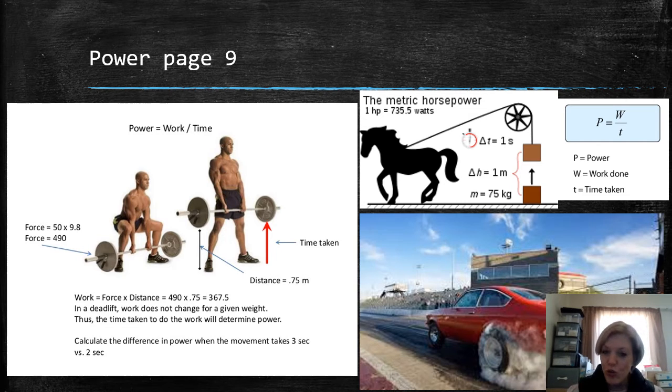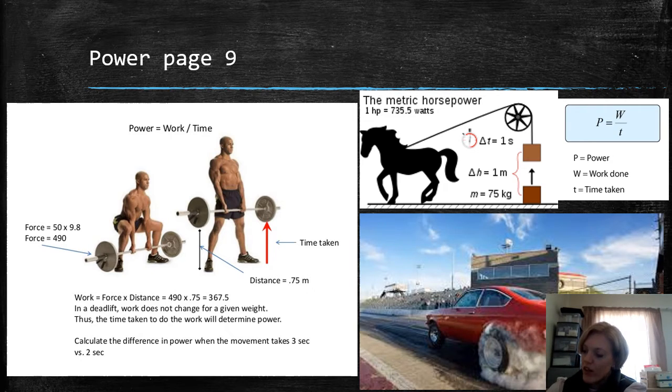Let's look and see, do we have work? They have calculated work for us because they've taken the force and multiplied it by the distance that the weightlifter is lifting the weight, which is 0.75 meters. So let's grab a piece of paper and we can both do this together. If you look at the first one, we're going to have 2 seconds and 3 seconds. I want you guys to write this down, please. Write down your formula, which is power is equal to work over time.